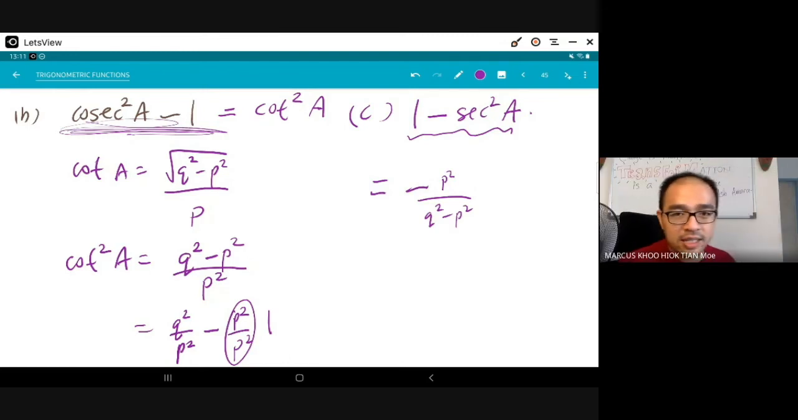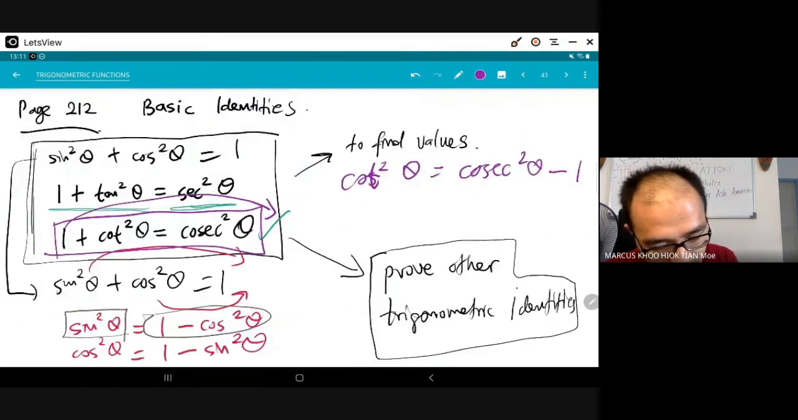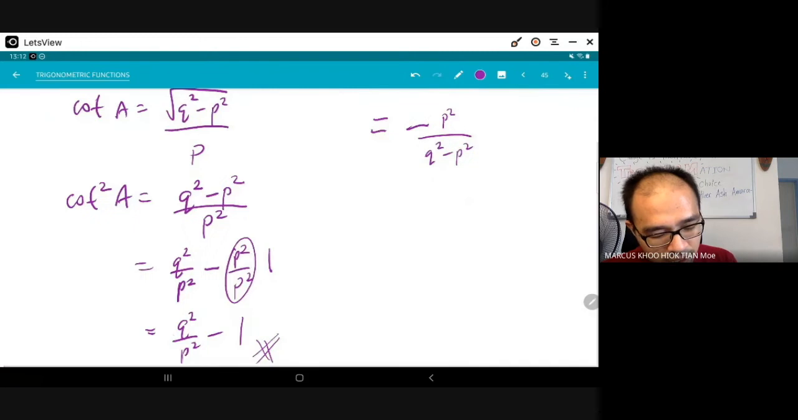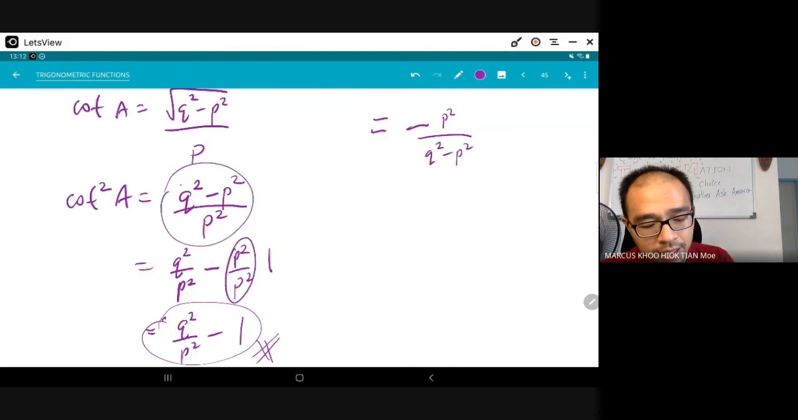1 minus secant squared is tangent squared theta, right? Actually, since we've already found cotangent, it should be the same. It should be just this, but flipped. So it should be P squared over Q squared minus P squared.